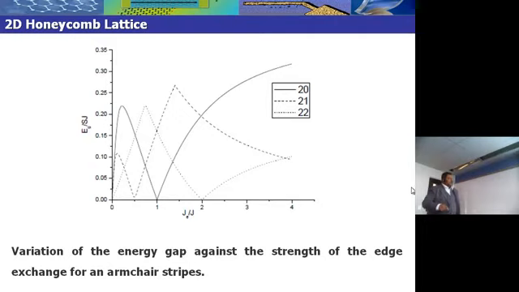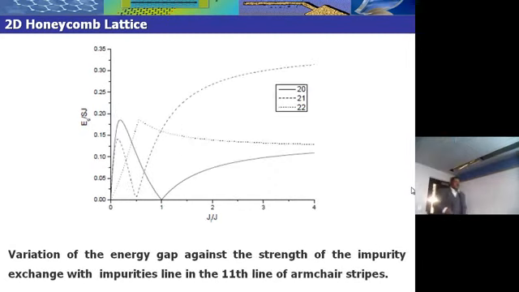We also study the variation of the energy gap against the strength of the impurity exchange along the impurity line. We put the impurity line as the 11th line of the armchair stripe for the three stripe types, and study the change of the energy gap with the change of the impurity exchange with respect to the bulk exchange. As we see, it's the same behavior as before, but with different maximum and minimum. Actually, this enables us, when we fabricate a magnetic nanomaterial, to choose for engineering purposes the required energy gap from these figures and tables.